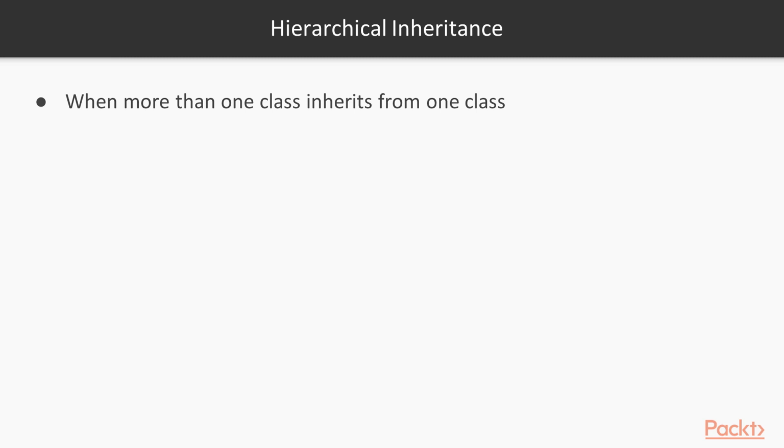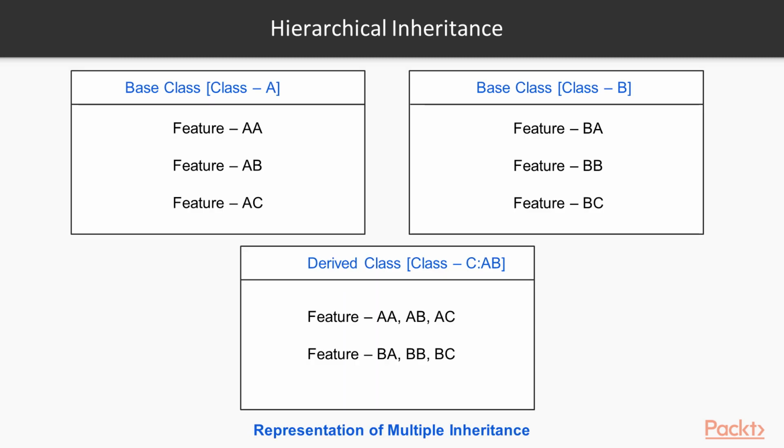Another type of inheritance is hierarchical inheritance. Hierarchical inheritance happens when more than one class inherits from one class. In this diagram, Class B and Class C inherit from Class A. With the help of hierarchical inheritance, Class B can use all the features of Class A. Similarly, Class C can also use all the features of Class A.